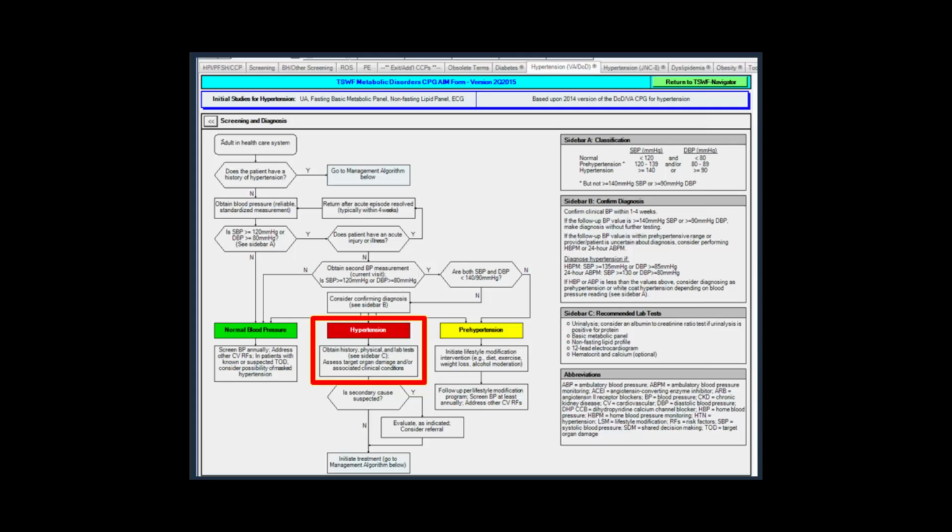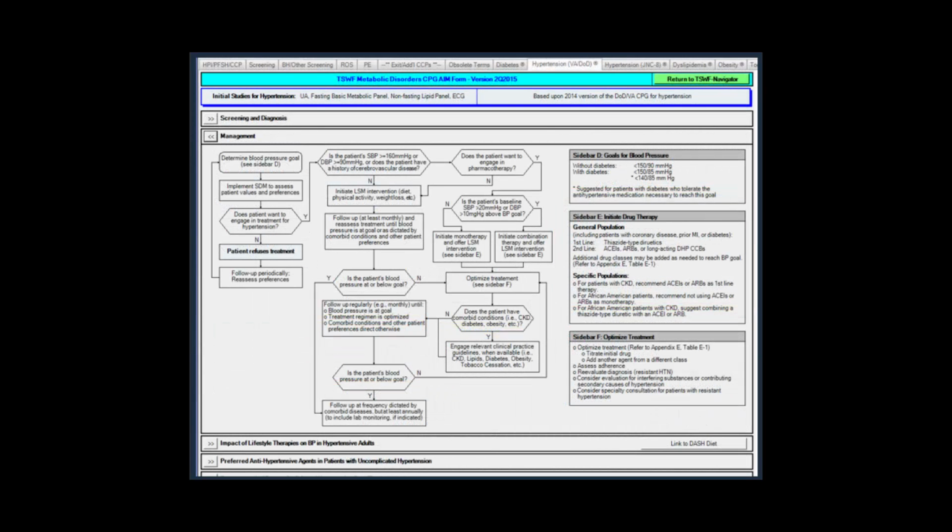The guidelines recommend some basic labs, primarily looking for target organ damage and some potential causes of secondary hypertension. One point I want to highlight before we move on to treatment. The 140/90 values are for office-based blood pressure readings. As we can see in sidebar B, sometimes it's appropriate to confirm the diagnosis of hypertension using either home blood pressure monitoring or 24-hour ambulatory blood pressure monitoring.